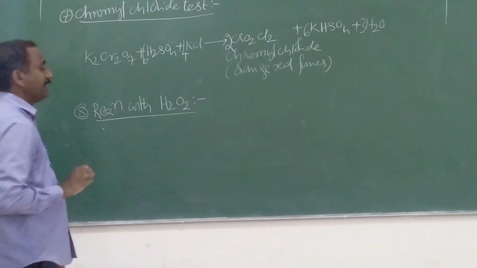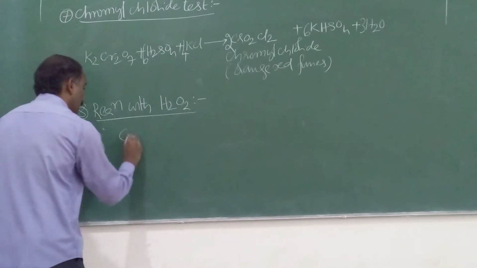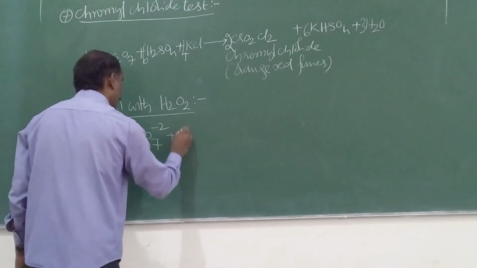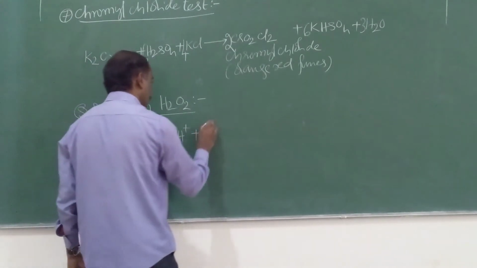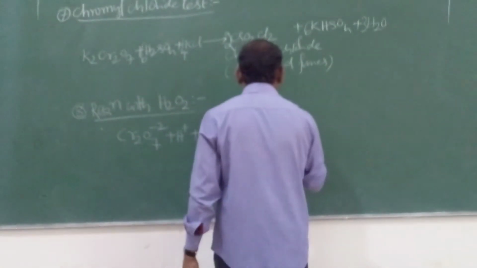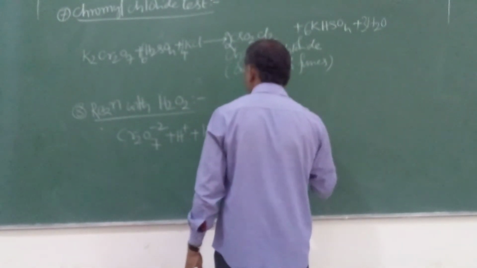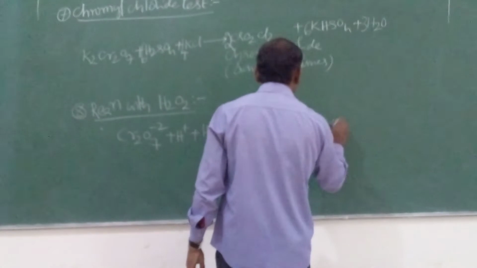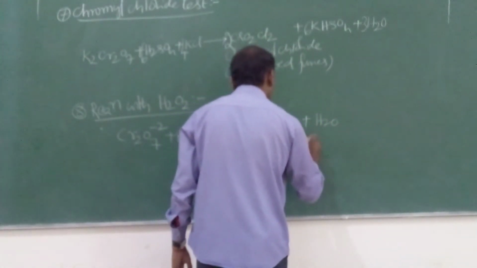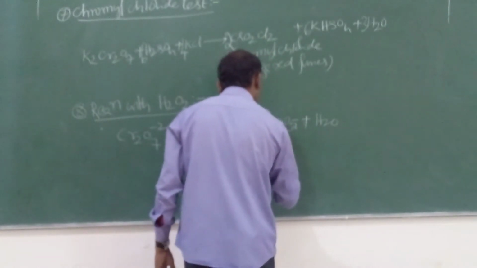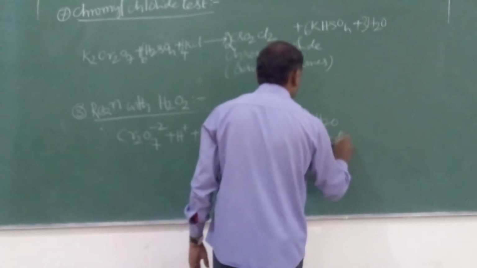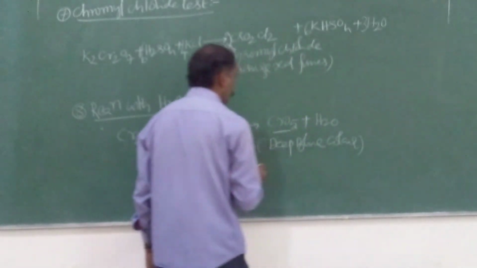Reaction with hydrogen peroxide. Write down here, one important product is formed that you should remember. Acidified potassium dichromate, when it reacts with hydrogen peroxide, forms CrO5 as the main product, plus H2O. Chromium pentoxide is a deep blue color compound.